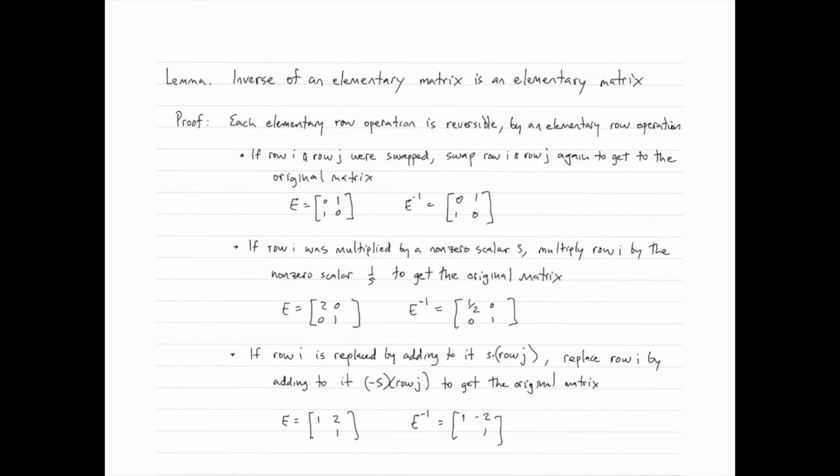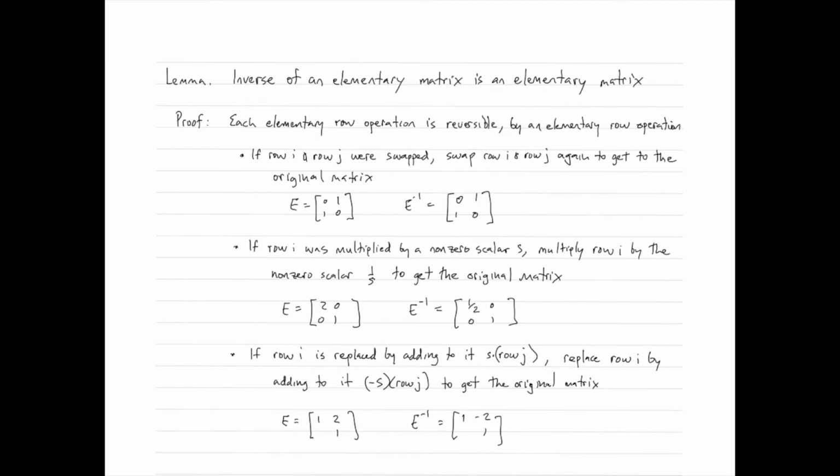Okay, so now we're going back to trying to prove that the determinant of A times B equals the determinant of A times the determinant of B. And we need some smaller results. Mathematicians tend to call these lemmas, to approach the proof of the main theorem we're trying to establish. So this lemma is that the inverse of an elementary matrix is an elementary matrix.